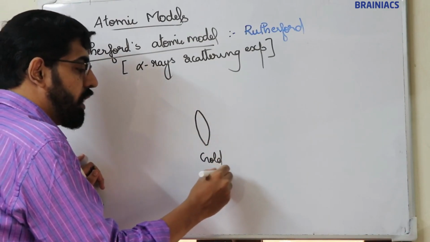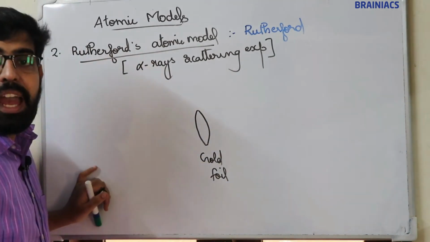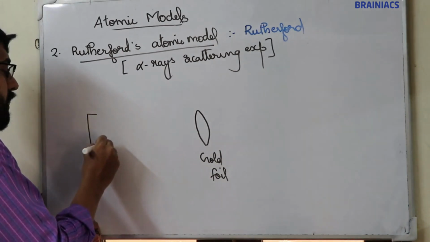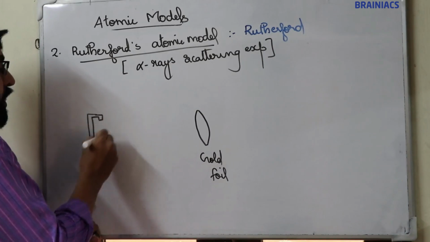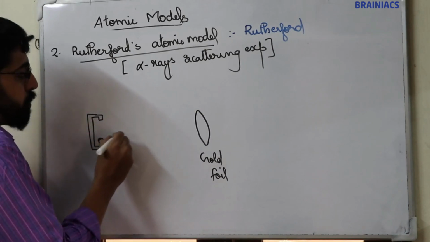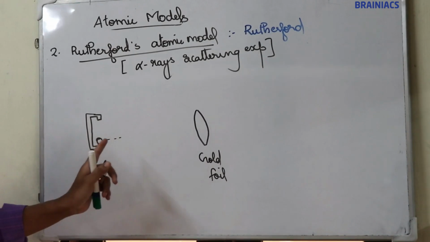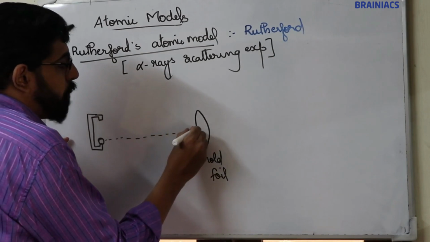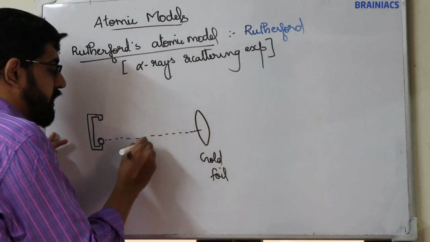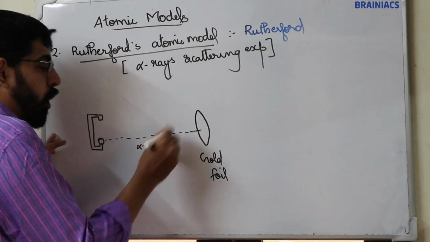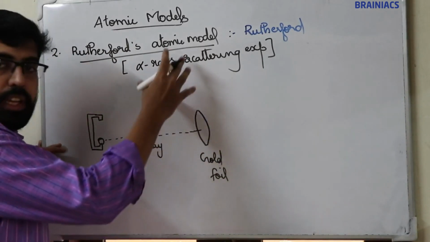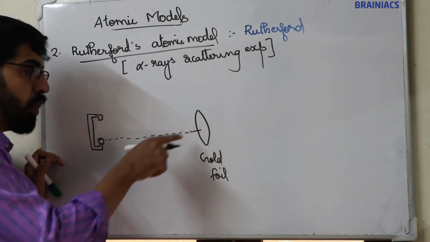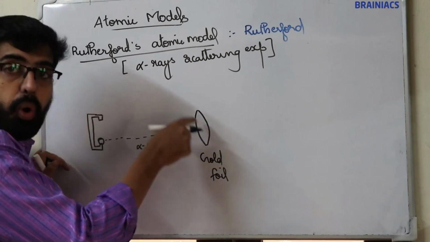So, a thin gold foil, and a stream of alpha particles is projected to this thin gold foil. These are alpha rays. Rutherford took a thin gold foil and projected alpha rays to it.